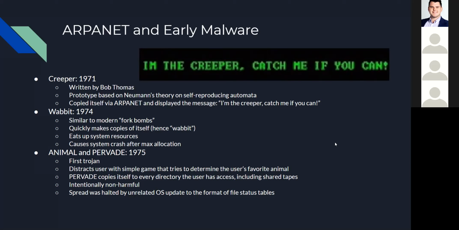Animal and Pervade was kind of interesting. This is a malware duo where you download Animal, and it's kind of like a 20 questions game that tries to figure out what your favorite animal is. And while it does that, its partner Pervade works in the background to copy itself to every single directory that the user who ran this has access to, including shared magnetic tapes, so physical media. It was intentionally non-harmful. It just spread itself as far as it could, and didn't really do anything.